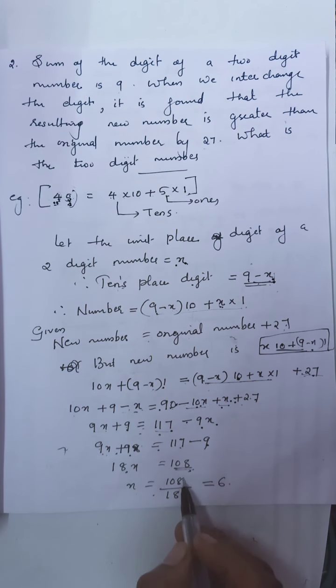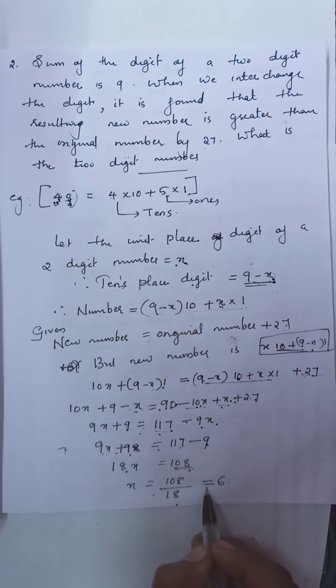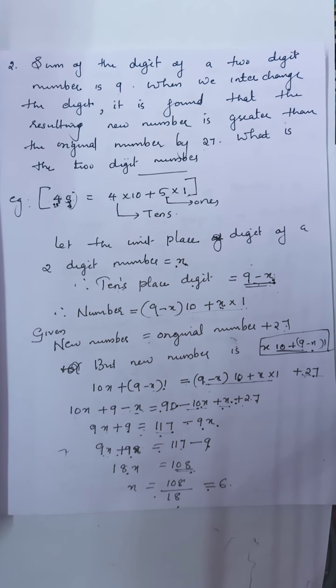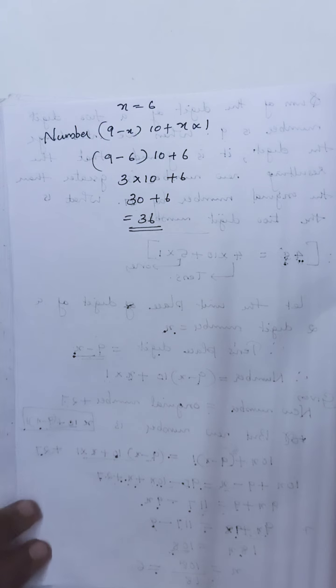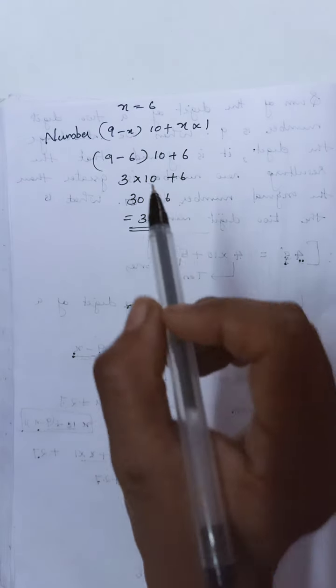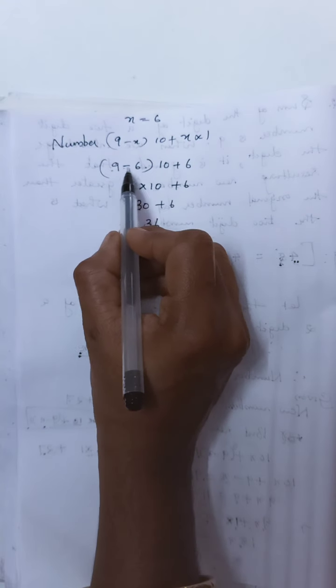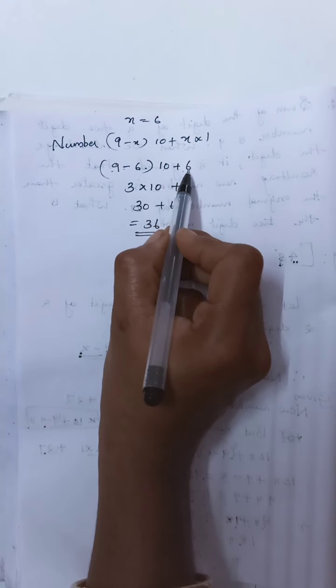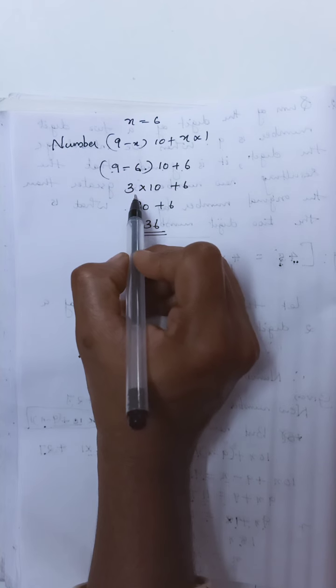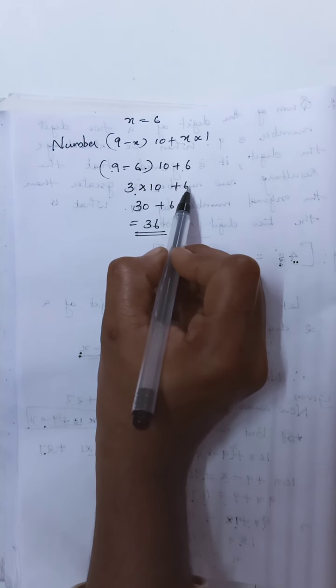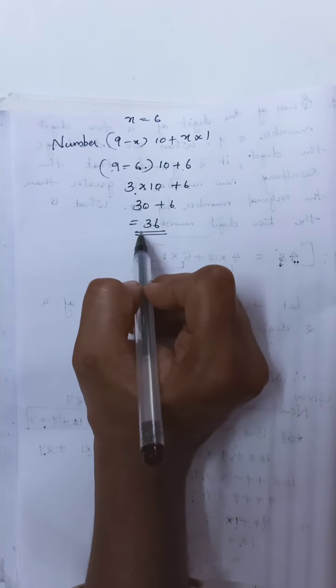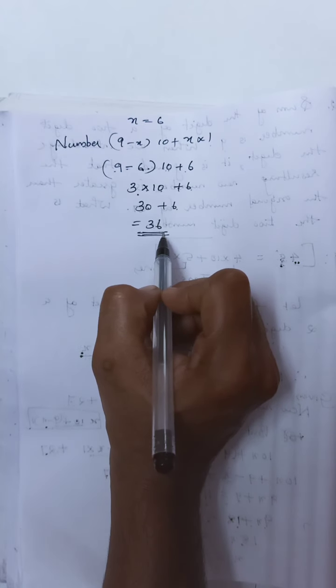So x is equal to 108 by 18. So the value of x is 6. Then we get the value of x as 6. So our number is 9 minus x into 10 plus x into 1. So you put the value of x here. 9 minus 6 into 10 plus 6. 9 minus 6 is 3. 3 into 10 plus 6. That is 30 plus 6. It is 36. Okay. Hope you understood this.